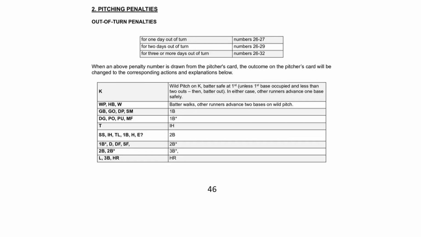So let's start with starting pitchers and relievers. There's a table on page 20 of the playbook which shows the usage limits and rest requirements for all categories of pitchers. You can overuse a pitcher, but that subjects him to days-out-of-turn penalties listed on page 46. And those penalties apply when the numbers 26 through 32 are drawn, which is why the pitcher cards have a yellow border for those numbers.